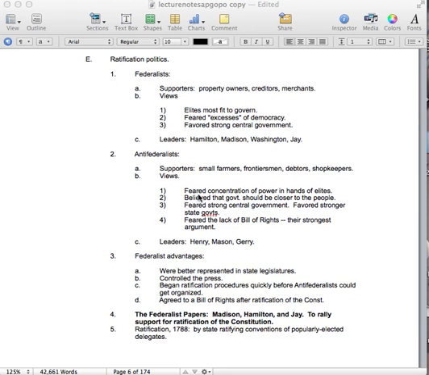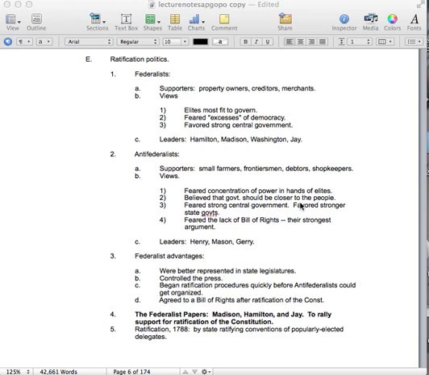What are their views? They feared concentration of power in the hands of elites. Interesting. You almost can ask yourself, do we have that problem today? Even though they got their wish, is that an issue with our democracy today? They believed that government should be closer to the people. How do you go about doing that? You've got to start to think about how you make the government closer to the people.